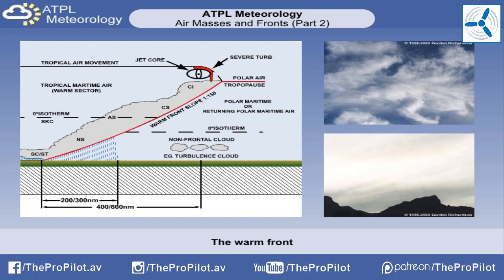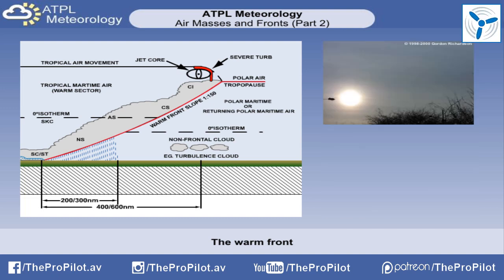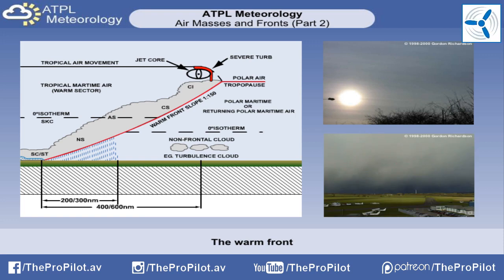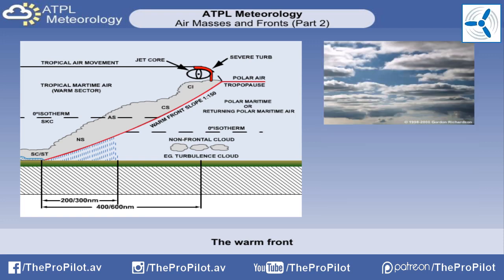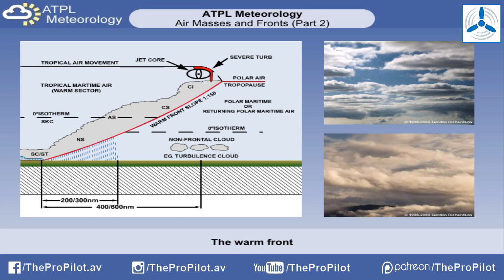Cirrus, cirrostratus, giving us a halo round the sun or moon, altostratus, making the sun or moon look as if it was behind ground glass, nimbostratus, thick and threatening looking cloud, stratocumulus, and finally stratus, the lowest of all the clouds. Notice how the main area of precipitation starts some 200 to 300 nautical miles ahead of the surface front as the base of the cloud gradually lowers.